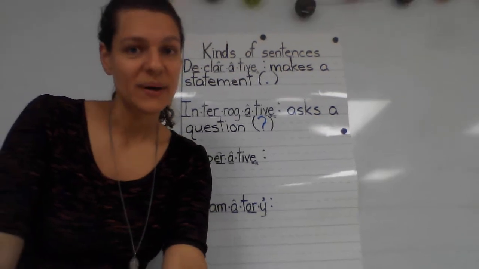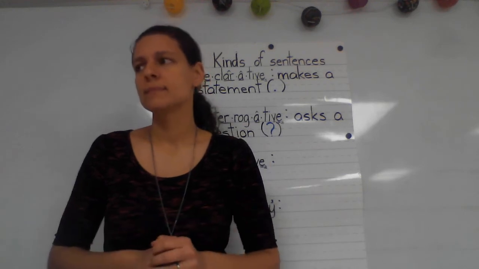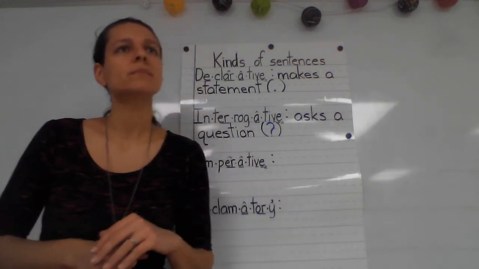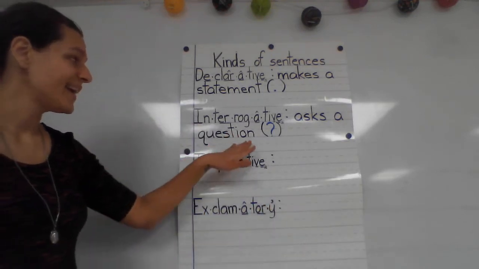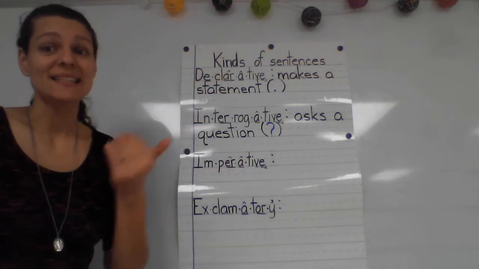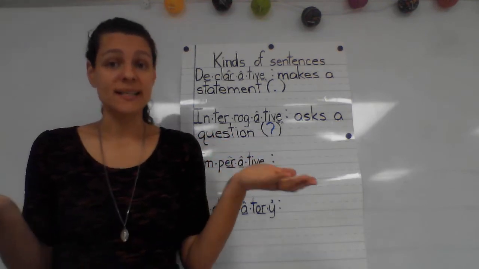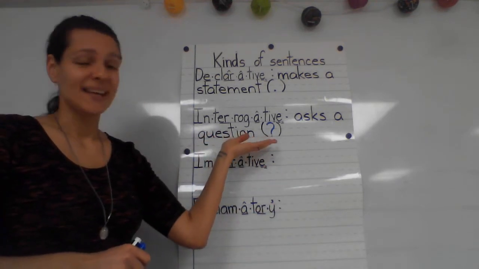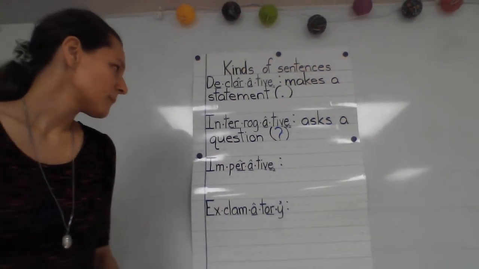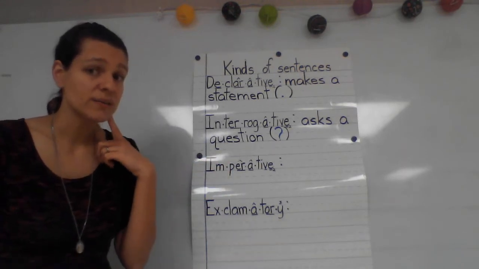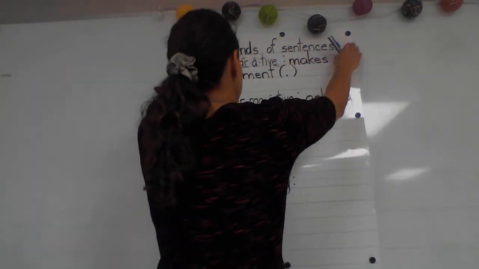I'm going to say a few interrogative sentences for you. What time is it? Is it cold outside? Why did you hit me? Those are all interrogative sentences. Anything that's asking about information from someone else. So you're asking someone to tell you something is what kind of sentence? Good, an interrogative sentence. All right. And what kind of end mark do we use at the end of an interrogative sentence? Excellent, a question mark.